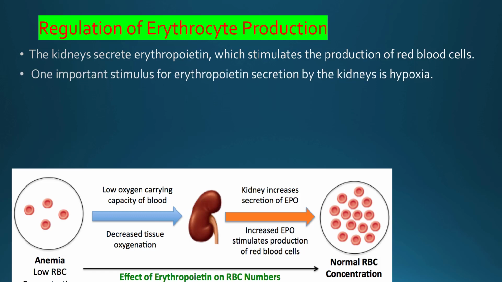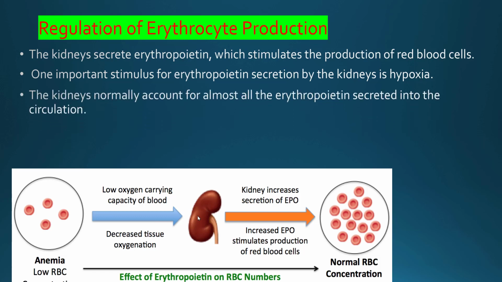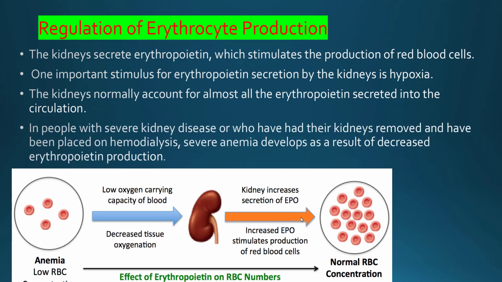Regulation of erythrocyte production. The kidney secretes erythropoietin, which stimulates the production of red blood cells. One important stimulus for erythropoietin secretion by the kidney is hypoxia, such as anemia or high altitude where oxygen concentration is low. So this is a predisposing factor for the production of erythropoietin by the kidney. The kidney normally accounts for almost all the erythropoietin secreted into the circulation.